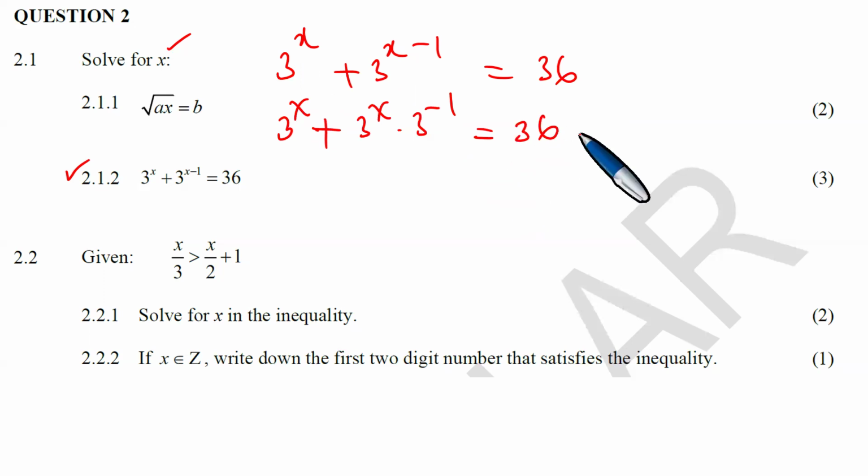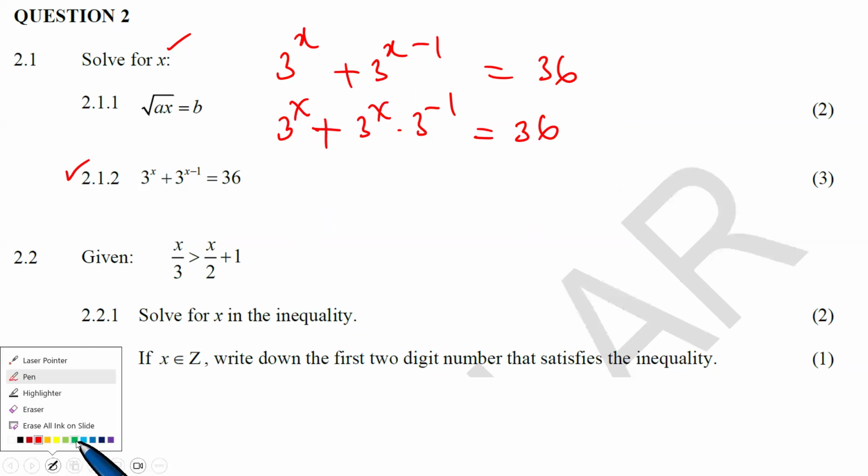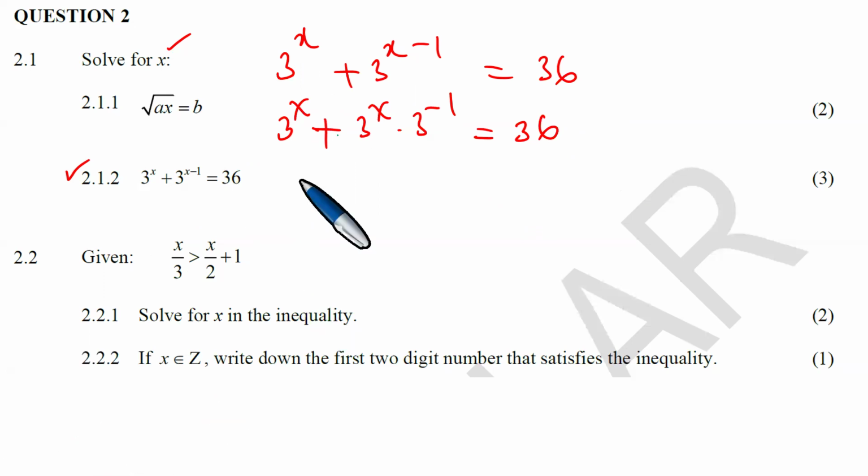We can write 36 as 6 squared. It's also correct, but because there's no 6 on the left, it might not really be very helpful. It might not really be a game changer. Okay, what do we do next here? We look for the highest common factor because it's a plus. So what is the highest common factor? We need to factorize here.